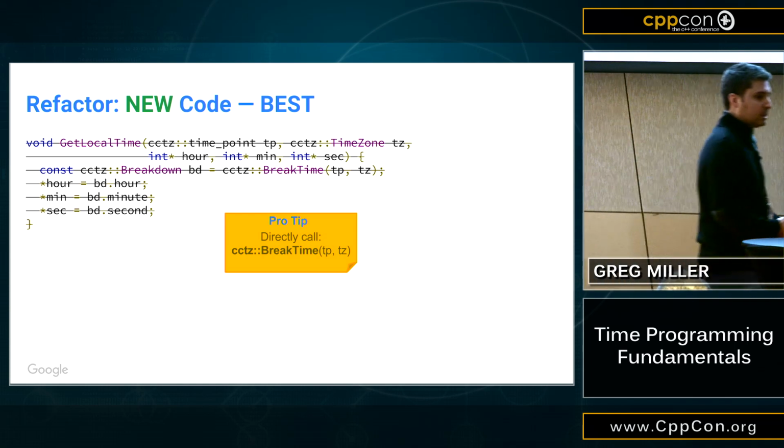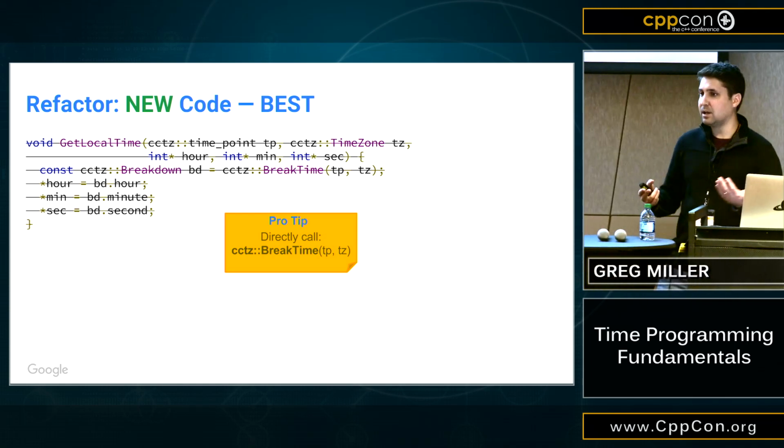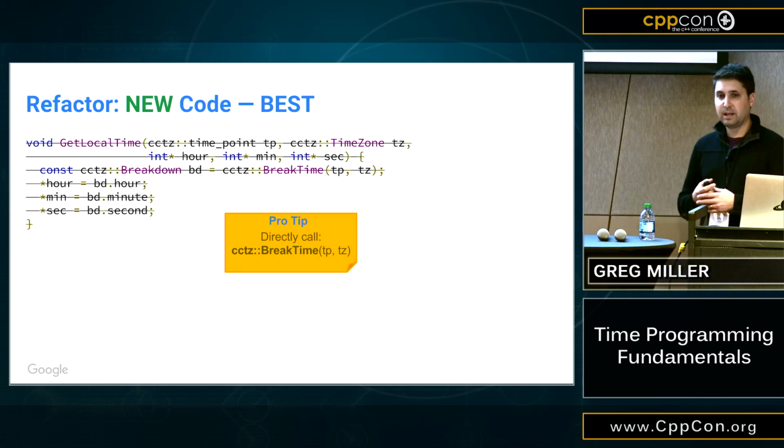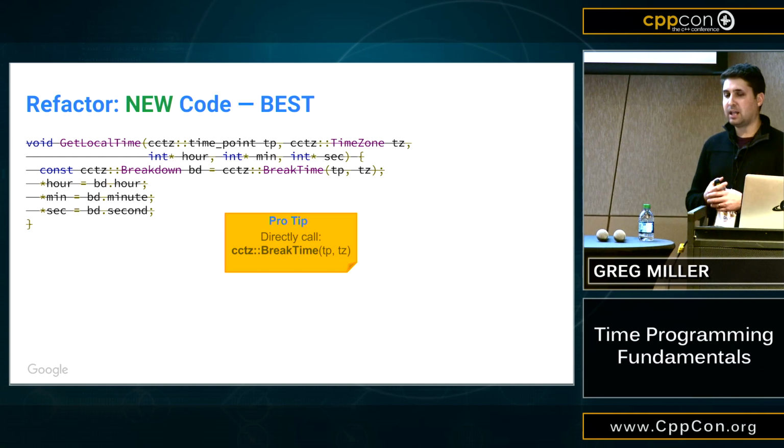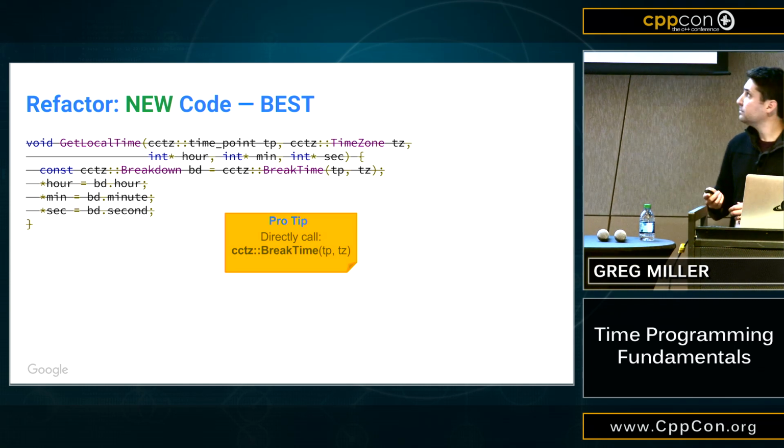And we see that happens a lot with a lot of time utility code. Now that we have CCTZ, a lot of it, hundreds and hundreds of lines of code, are just kind of saying, oh, this is redundant, it's not needed anymore.